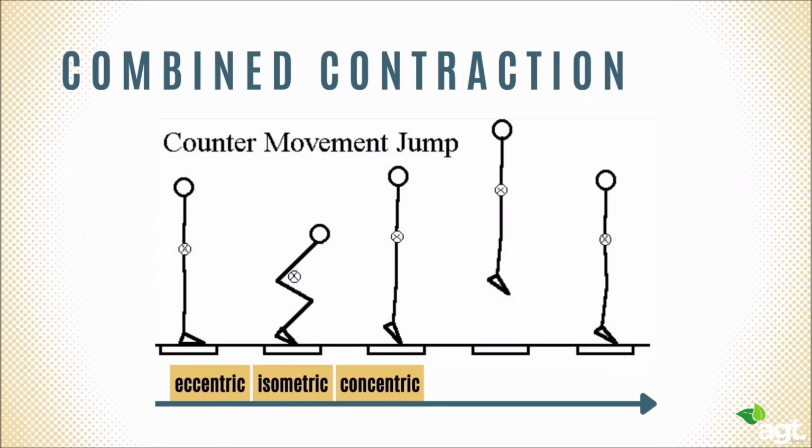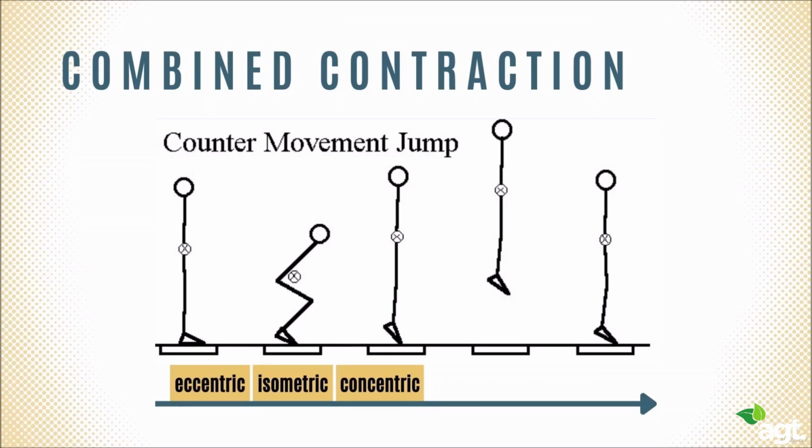During most sporting movements, all 3 of the contraction forms appear. So there's not one contraction form that we should always train. It always depends on your sport, obviously, but most sports include all 3 contraction forms. As an example here, I have a counter movement jump.